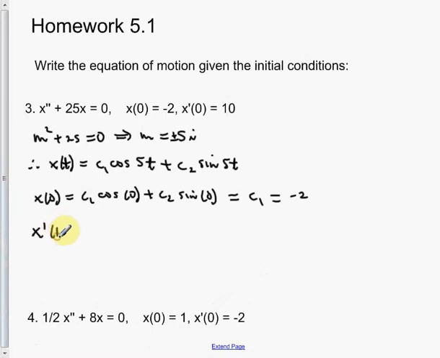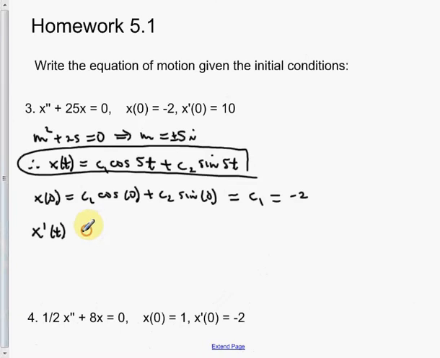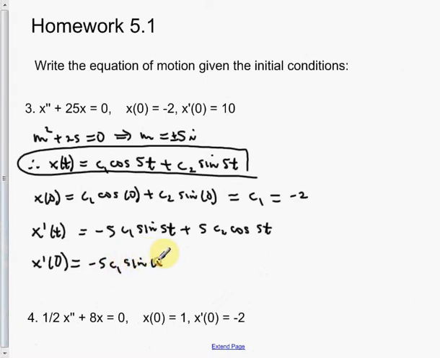For the next one, we need to solve this equation for x prime. So let's take the derivative of that equation. So we get negative 5 c sub 1 times sine of 5t, plus 5 times c sub 2 cosine 5t. So now x prime of 0 is equal to negative 5 c sub 1 times sine of 0 plus 5 c sub 2 times cosine of 0.